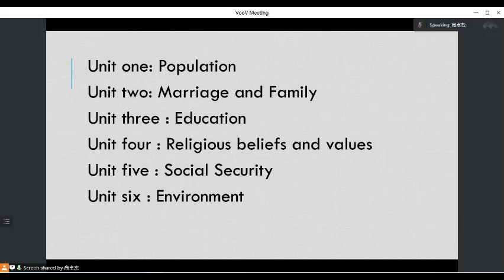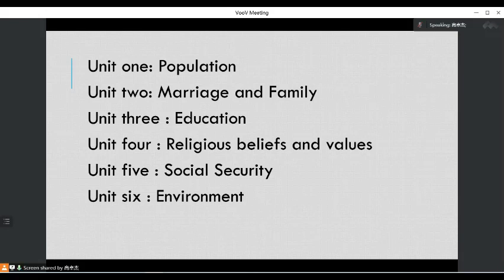Social security. In this unit, we will learn about the social security services provided by the Chinese government for disabled groups or poor groups. China's services for these people are very good in the world, in my opinion.